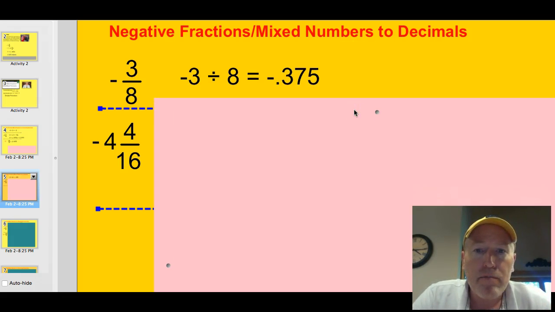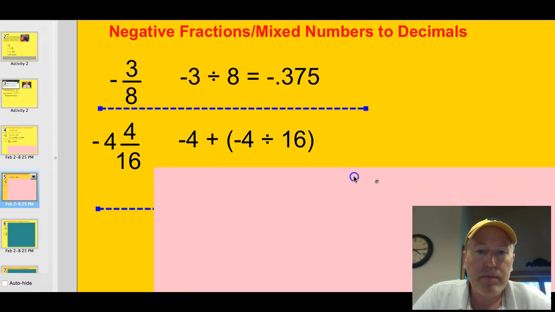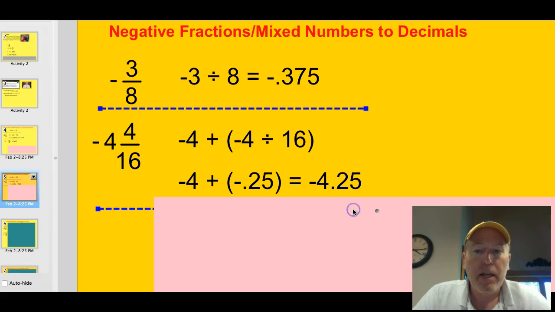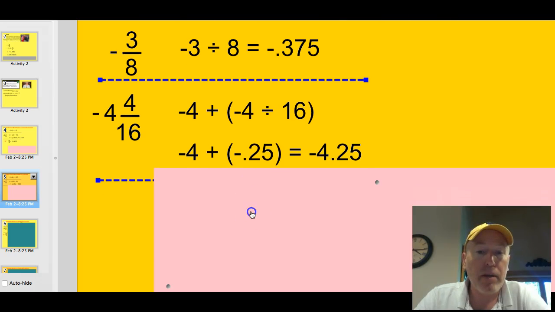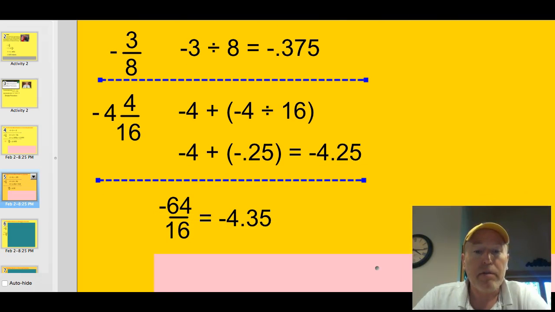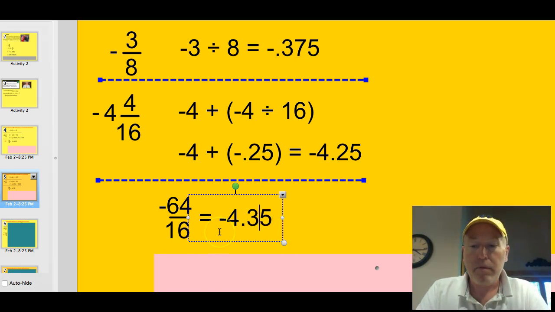Did you get negative 0.375? Sweet. How about the next one? Negative 4.25? Very good. How'd you do it? Did you flip it into an improper fraction, or did you break it apart like I did? Either way works for me. In case you did it as an improper fraction, there's the way you would do that, except for this at 4.25.